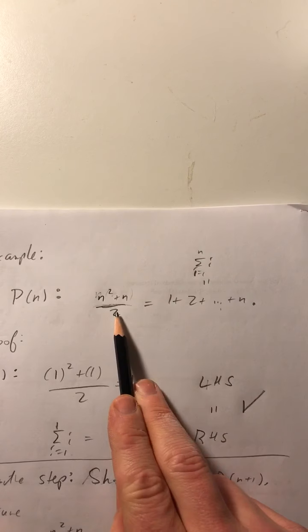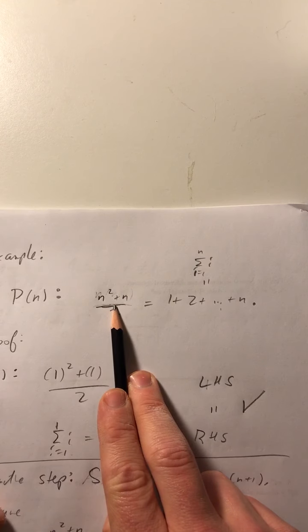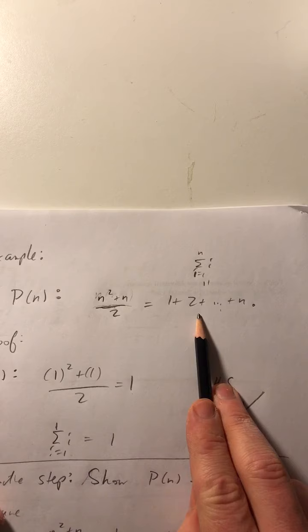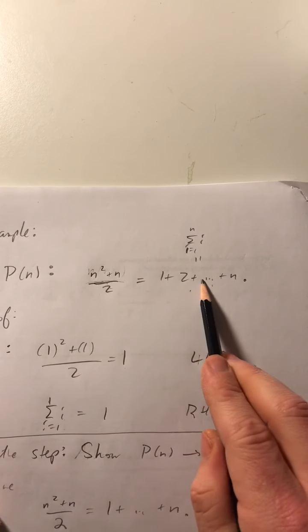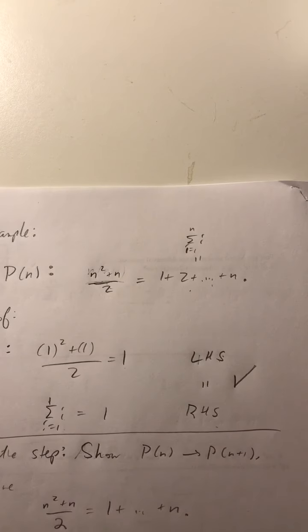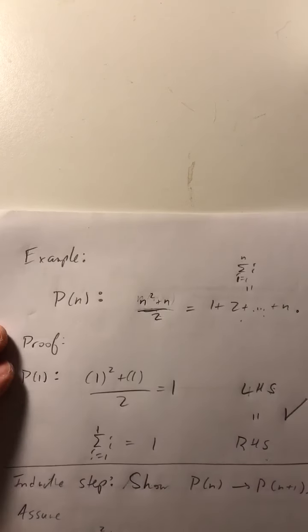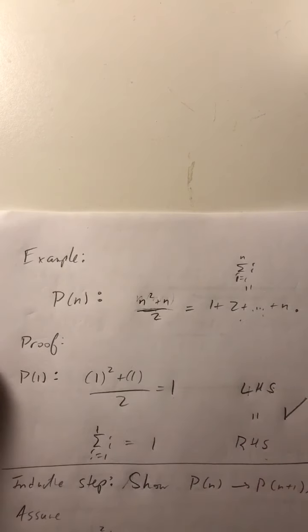So the left-hand side here is 1 when n equals 1, and the right-hand side is 1 when n equals 1. So P of 1 is true. The left-hand side equals the right-hand side. They're both equal to 1. So we just, by itself, proved P of 1.